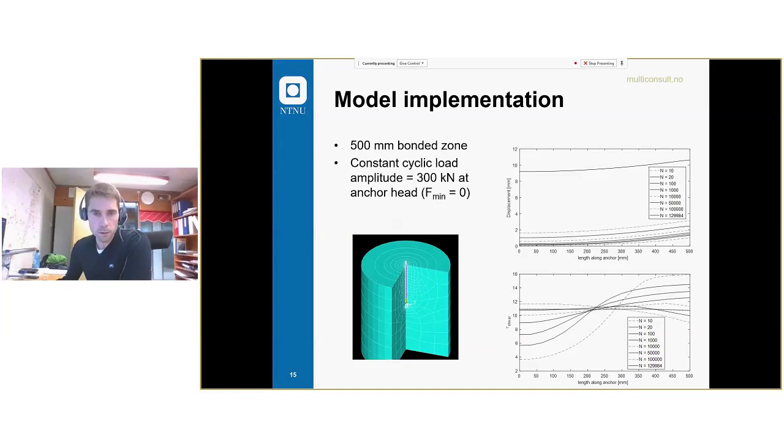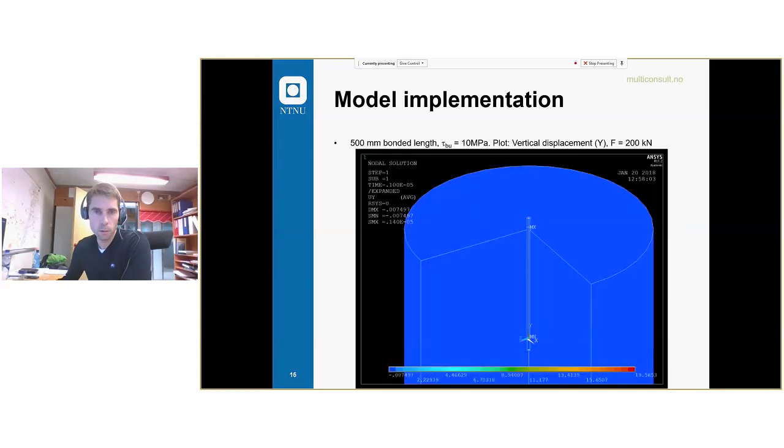The lower figure also illustrates length along the anchor, but then we see the mobilized shear along the interface. So that's after 10 cycles, 20 cycles, 100 cycles, 1,000, until we approach a failure. So these things we can model, but it will look like this, if I speed it up a little bit.